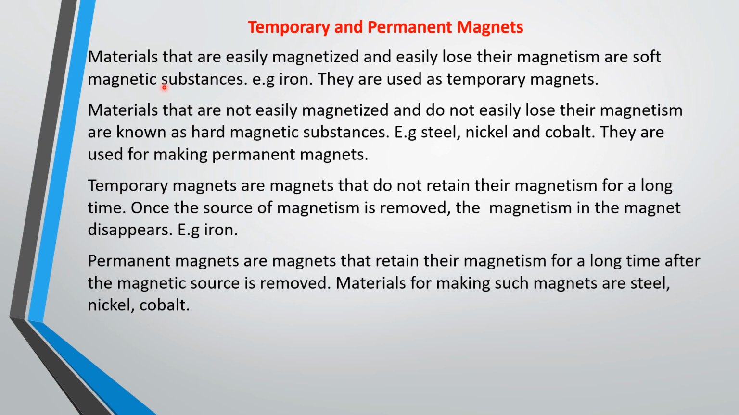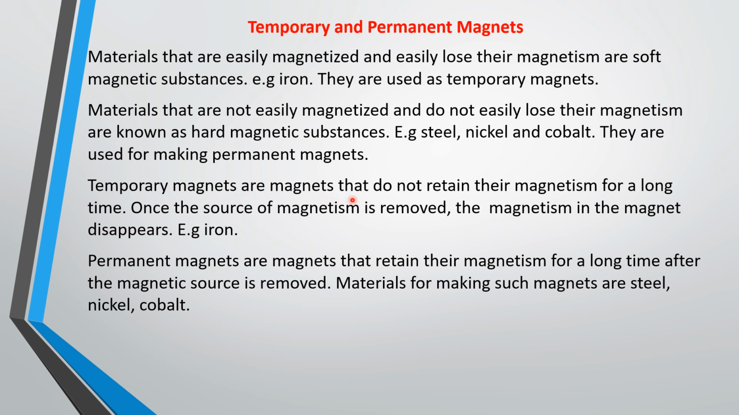Materials that are easily magnetized and easily lose their magnetism are known as soft magnetic substances. An example is iron. They are used as temporary magnets. The materials that are not easily magnetized and do not easily lose their magnetism are known as hard magnetic substances. Examples are steel, nickel, and cobalt. They are used for making permanent magnets.